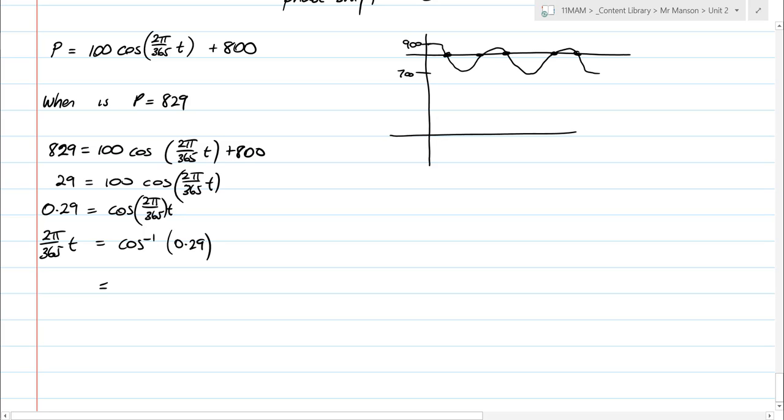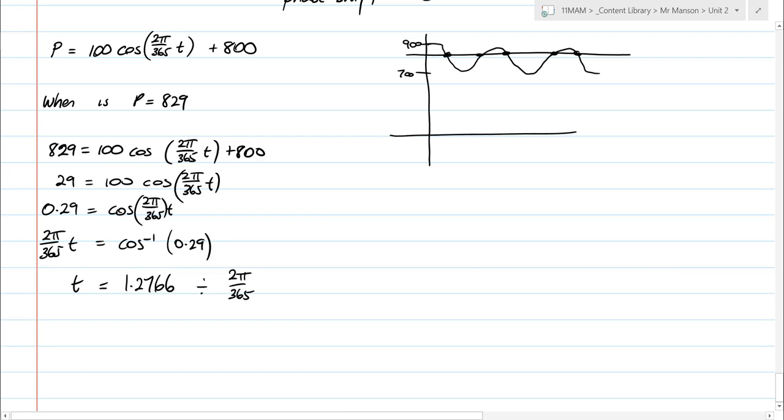And I'll do that, cos inverse of 0.29. It's got 2 pi in it. I'm working in radians, so I need to make sure my calculator's in radians. Shift cos 0.29 gives me 1.2766, but I'm going to keep my answer in my calculator for accuracy. And then I divide that by 2 pi over 365, and that's my t.